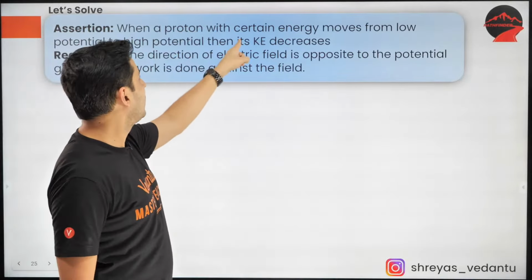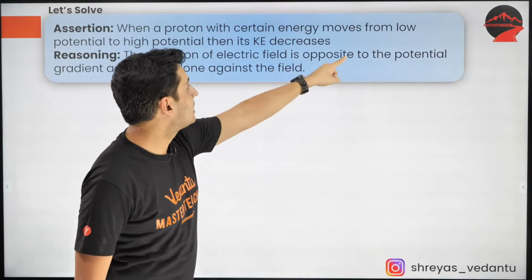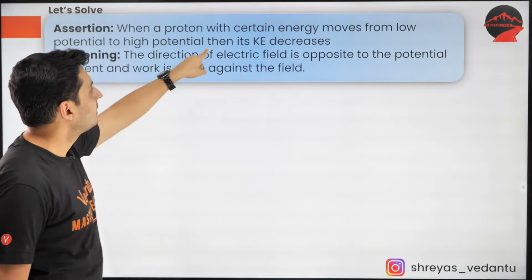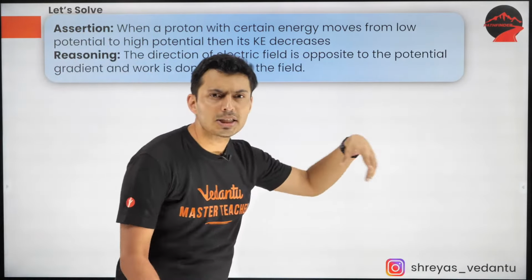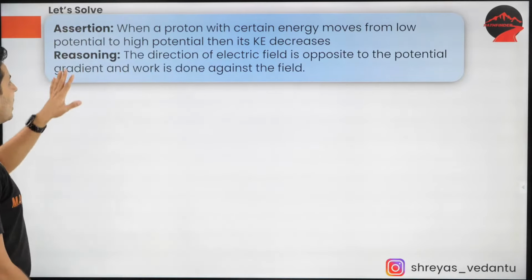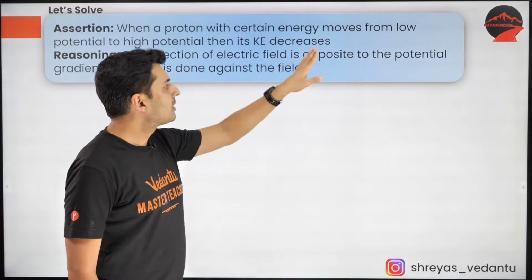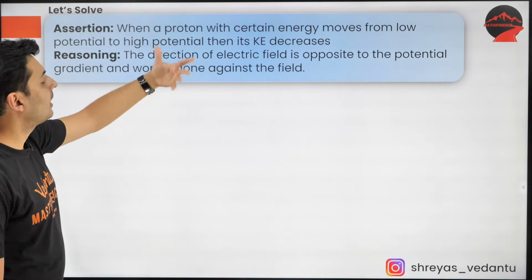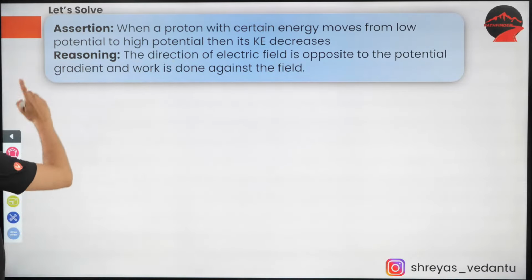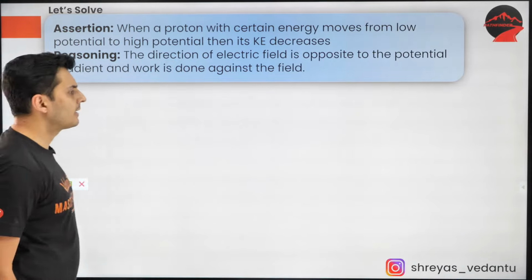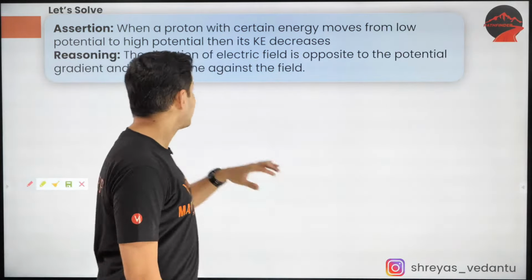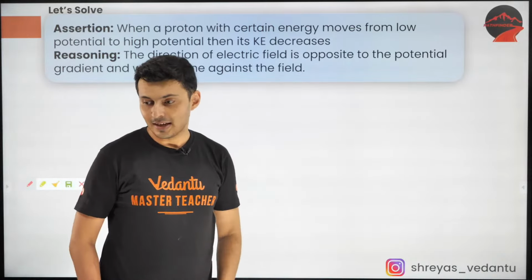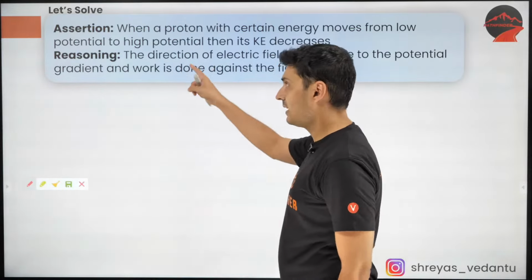When a proton with certain energy moves from low to high potential, then the kinetic energy will decrease. Yes or no? What do you guys say? And the direction of the field is always opposite to the potential gradient and work is done against the field. Are these statements correct? And is the reasoning also correct for the assertion? Assertion is correct, reasoning is correct.